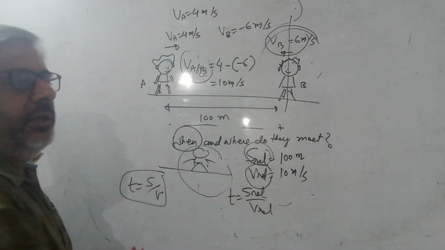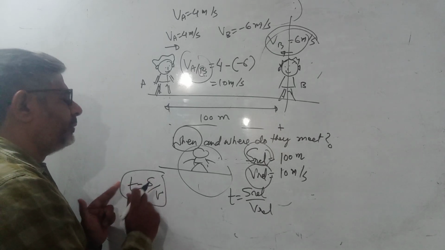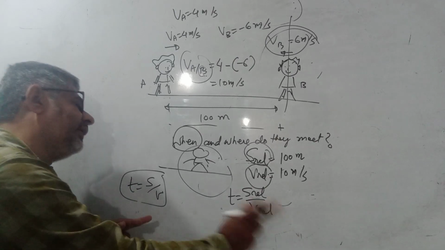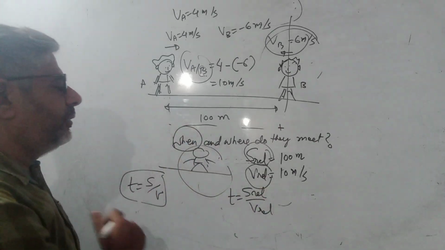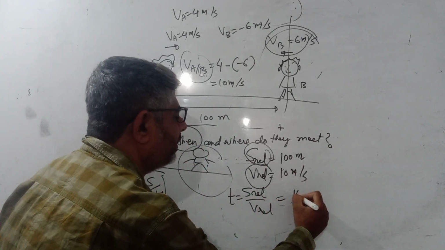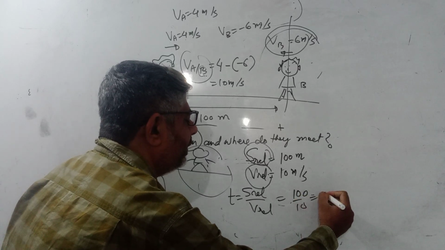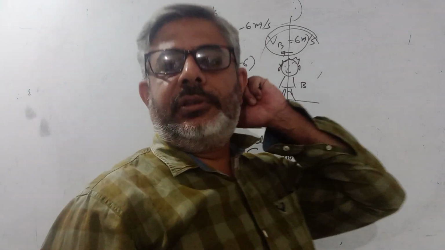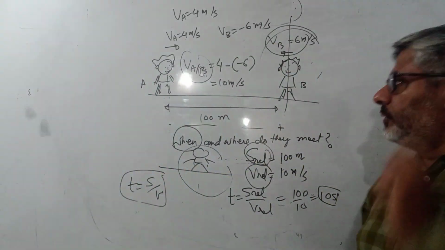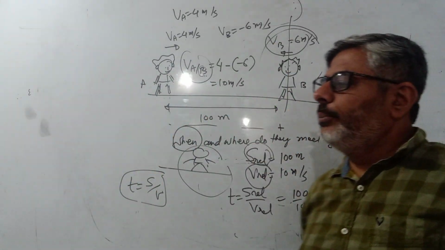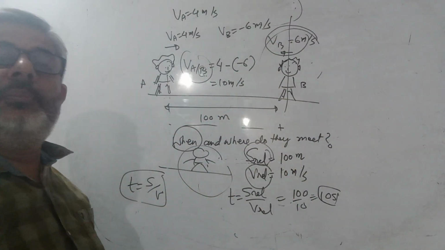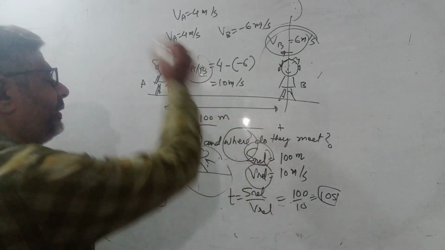So I have not done anything. See, velocity is displacement upon time. Time is displacement upon velocity. So here time is relative displacement upon relative velocity. So that is 100 upon 10, and that is 10 seconds. So these two are going to meet in 10 seconds. You can see that this question apparently seemed complicated, but using the concept of relative motion, it has become very simple. But the question is, where do they meet?